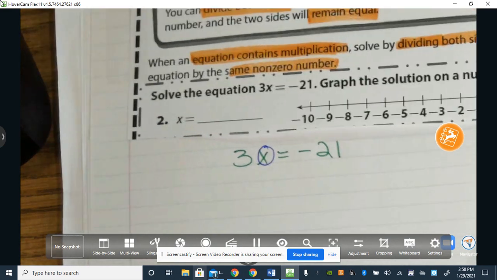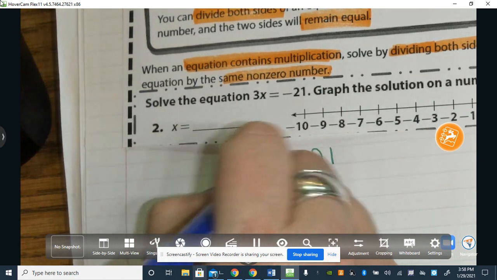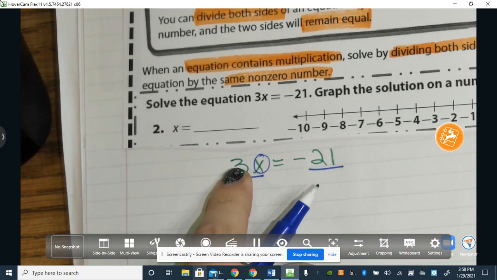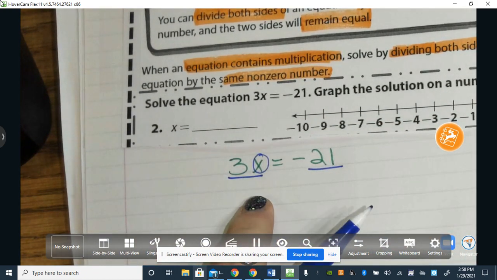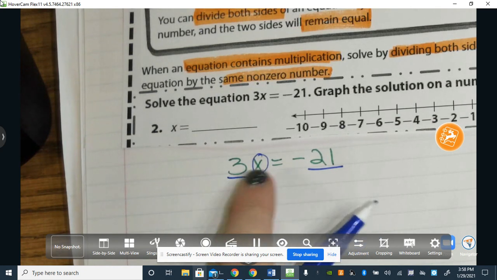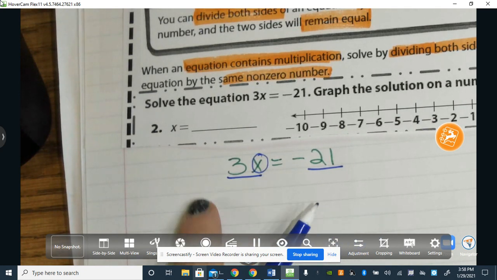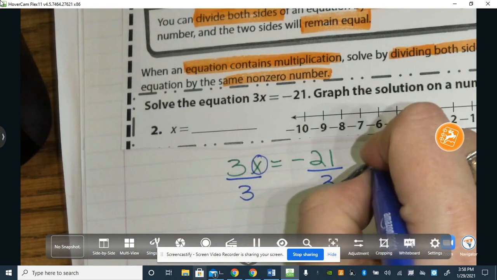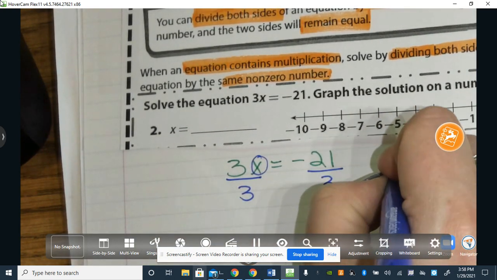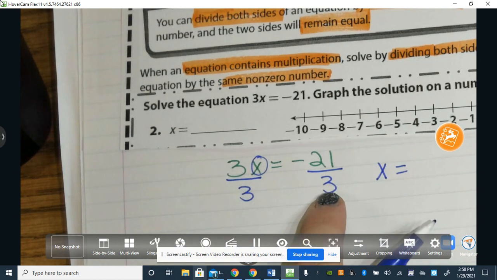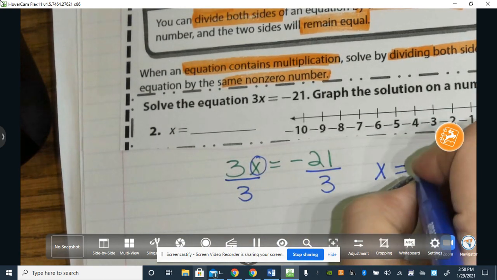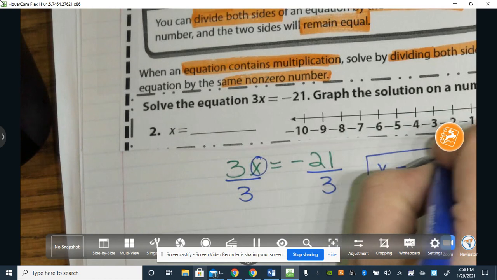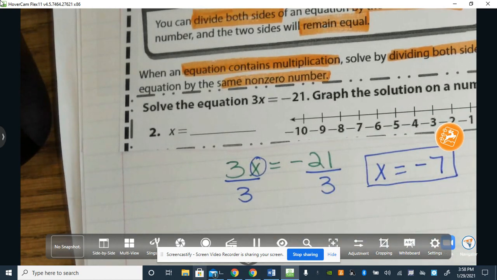I see that it's being multiplied, so I need to divide each side by the number with the variable. Just like we subtracted or added with a number with a variable, we need to divide by the number with the variable. So I'm going to divide each side by 3. Then I'm left with x equals, 3 can go into -21 -7 times. So my answer would be x equals -7.